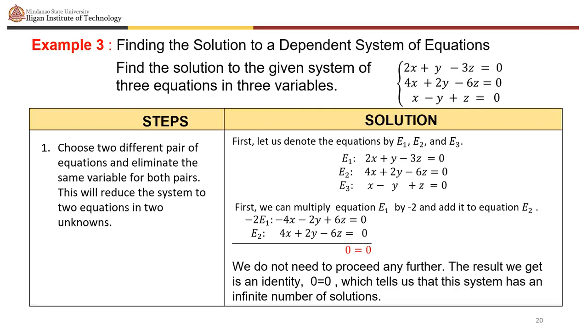Now, we do not need to proceed any further. The result we get is actually an identity, which tells us that this system has an infinite number of solutions.